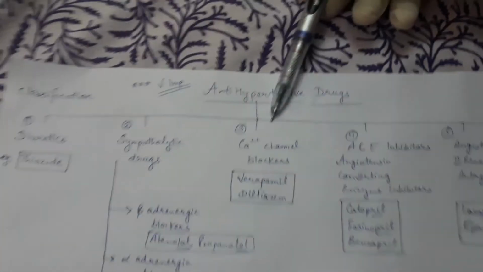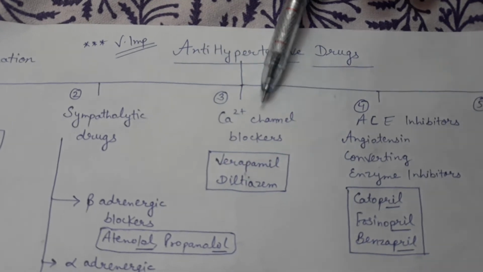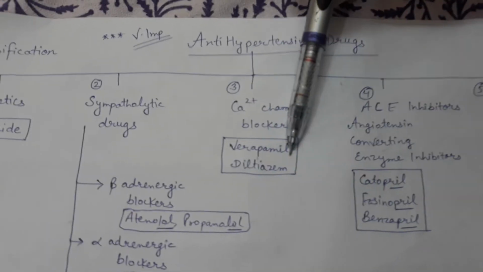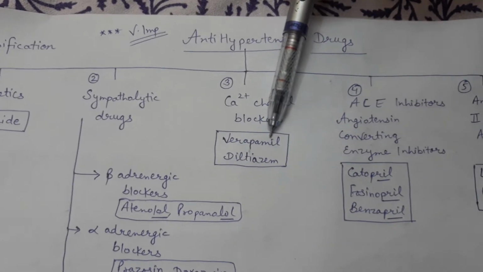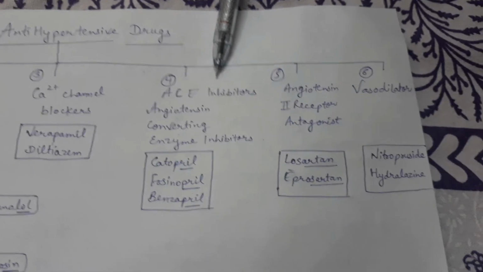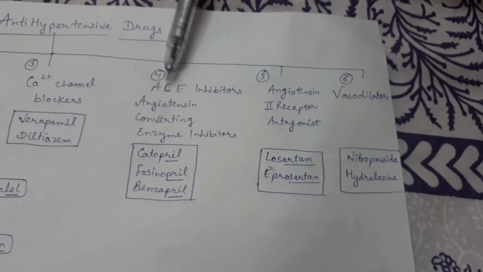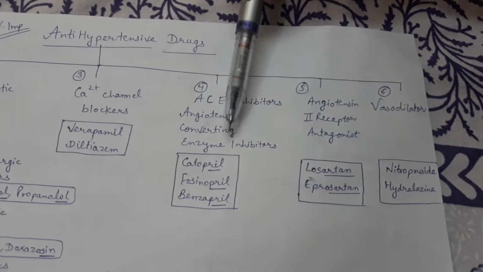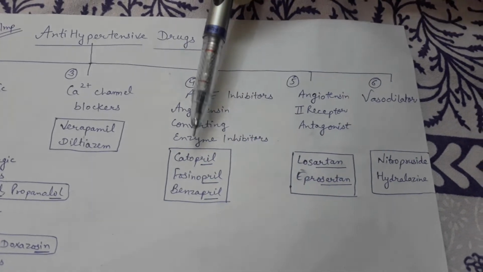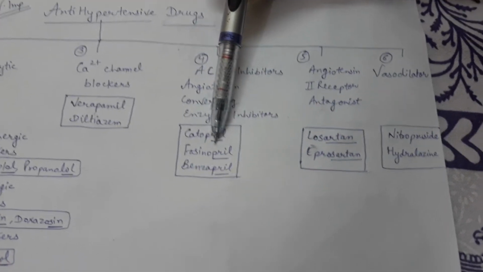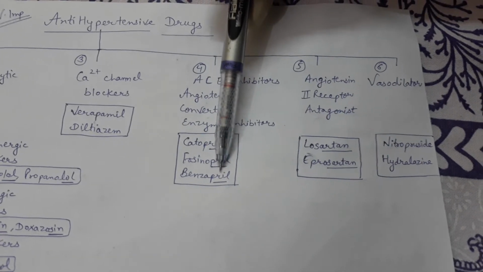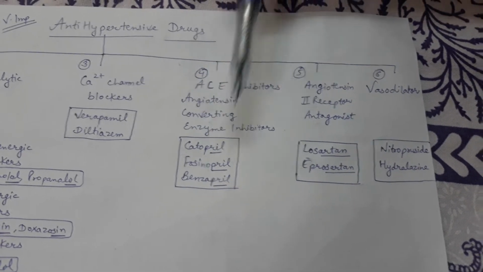Third class is calcium channel blockers. Examples are verapamil and diltiazem. They are very important examples. Fourth class is ACE inhibitors. We know ACE, angiotensin converting enzyme inhibitors, and the examples are captopril, fosinopril and benazepril. Here the suffix is pril.